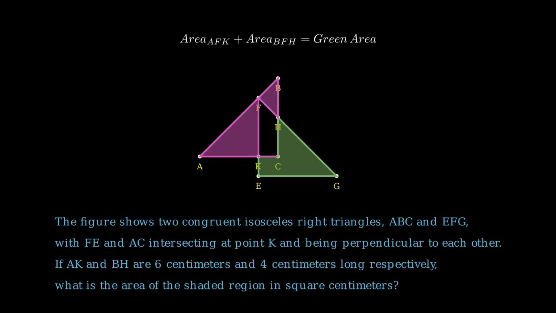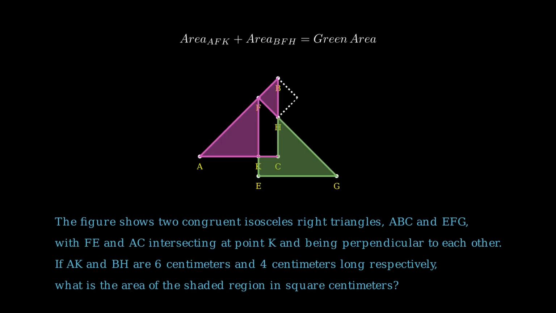So to get the area of the triangle, we have to divide 8 square centimeters by 2, which is 4 square centimeters. And as we calculated just now, the area of triangle AFK is 18 square centimeters, and the area of triangle FHB is 4 square centimeters. 18 plus 4 equals 22 square centimeters, and that's the answer. So now we have the answer.